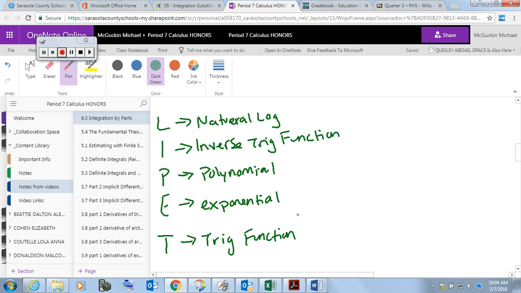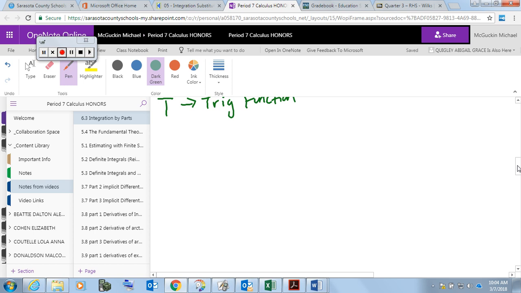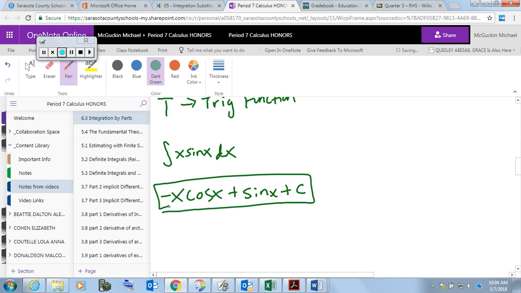Alright guys, how about giving this one a shot on your own as we go into our next video. Let's go ahead and give this one a shot. You're going to try the integral of x times sine of x dx, integration by parts. In the end, your answer should be negative x times the cosine of x plus sine x and then plus c. Check and see if this is your final result as well, and we're on to the next one.